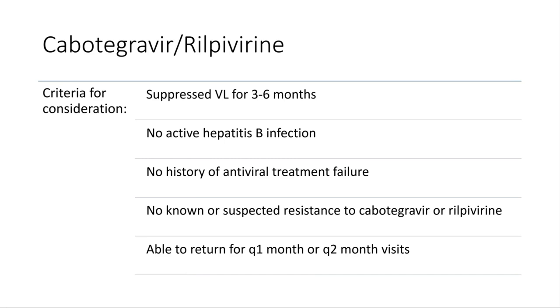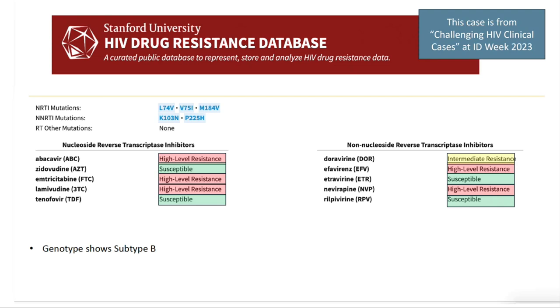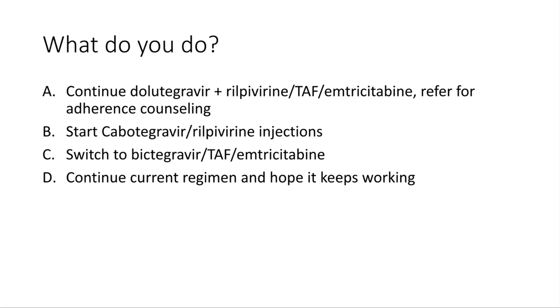That is key. So this was her genotype that they presented. She was subtype B. She has a lot of resistance to NRTIs, but tenofovir susceptible. She's an M184V. And then her NNRTIs, she has some resistance to some NNRTIs, but her rilpivirine is susceptible. Which one of these do you guys do? This was her genotype long ago. The most recent one we have. It's the one they presented at IDWeek.